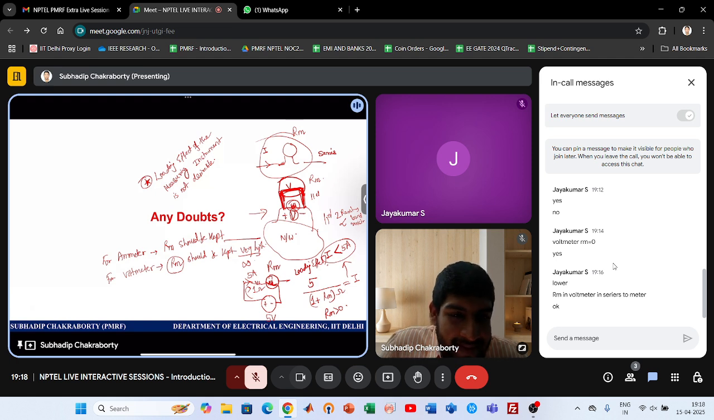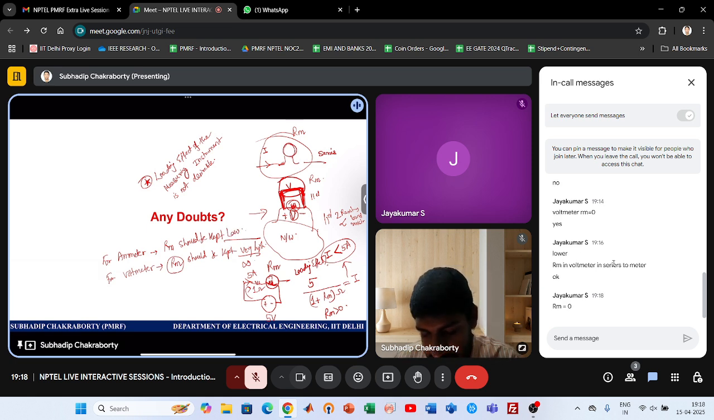How to increase the current rating, how to increase the voltage rating, all those things we are not going into. We are only talking about the voltmeter having a very high impedance to avoid any loading effect. Similarly, the ammeter effectively should have a very low impedance, almost zero, so that it does not change the current in the network. Those are the two rules, right? That it should remember.